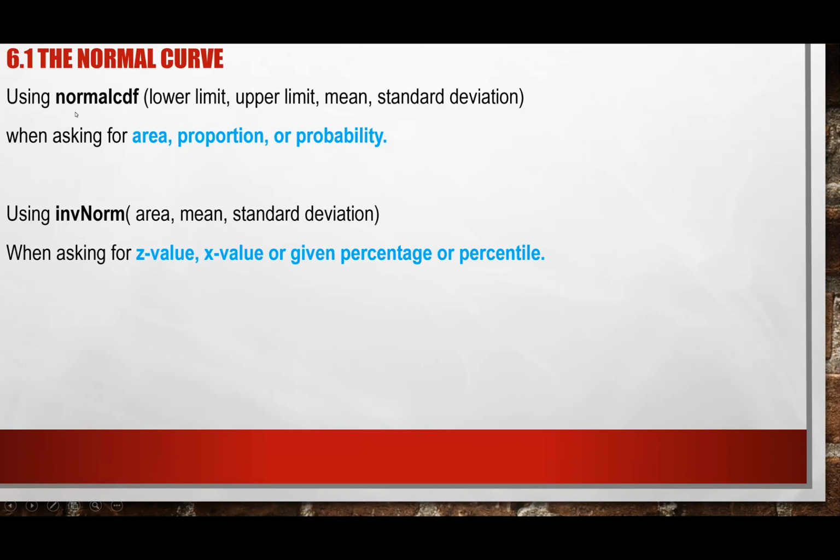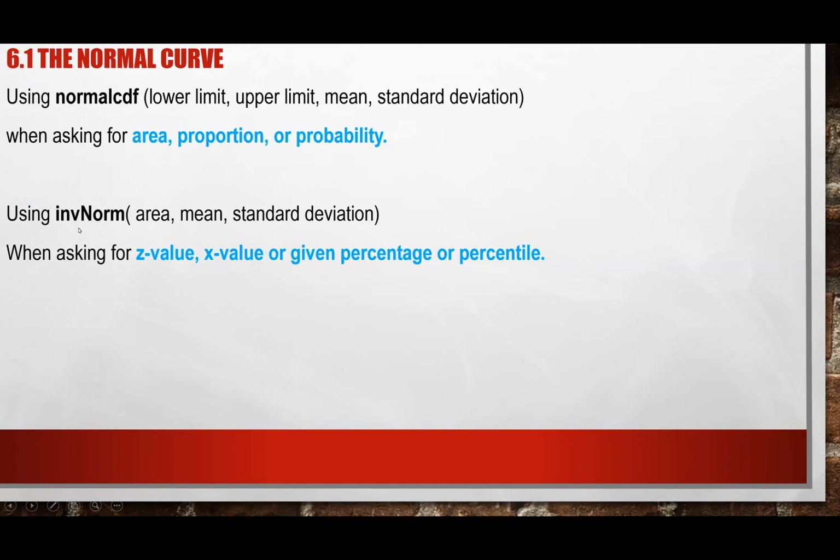So if the question asks you to find the area underneath the curve, or the proportion of the population, or if they ask you to find the probability, that is when you find the area underneath the curve. That's when you use the normal CDF. And to do the normal CDF, reminder, you need the lower limit, the upper limit, the mean, and the standard deviation. As you can see, those are the two things that you cannot miss, you have to have them in order to calculate for both items.